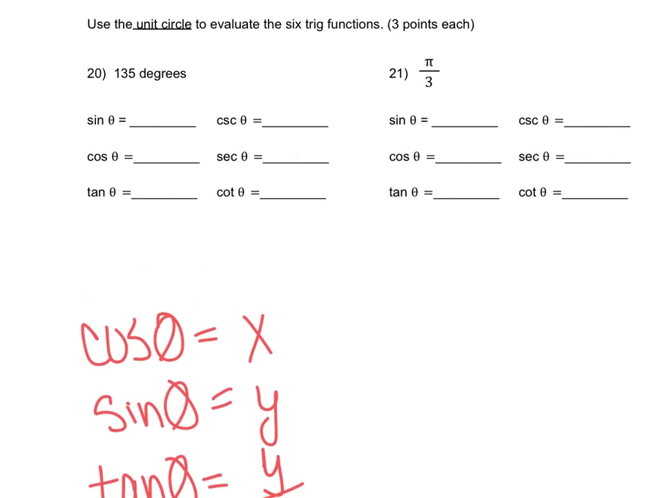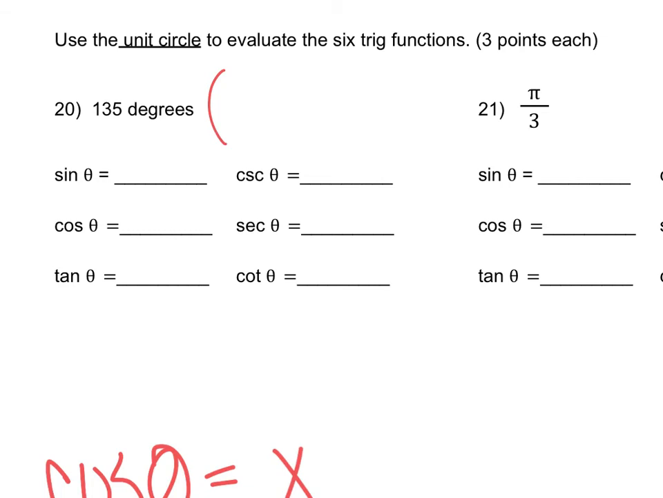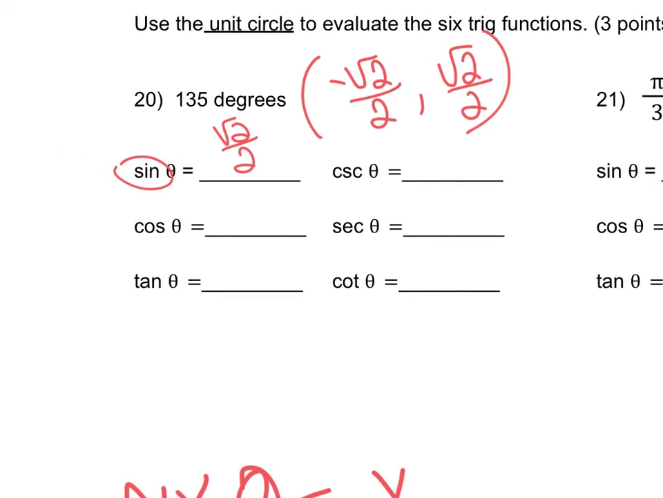So if we want to know 135 degrees, you go to your unit circle, which is on the next page, find 135 degrees, and the ordered pair is negative square root of 2 over 2, positive square root of 2 over 2. Okay, so finding these values is pretty simple. Sine is just the y value, which is going to be the square root of 2 over 2. Cosine is the x value, which is negative square root of 2 over 2.